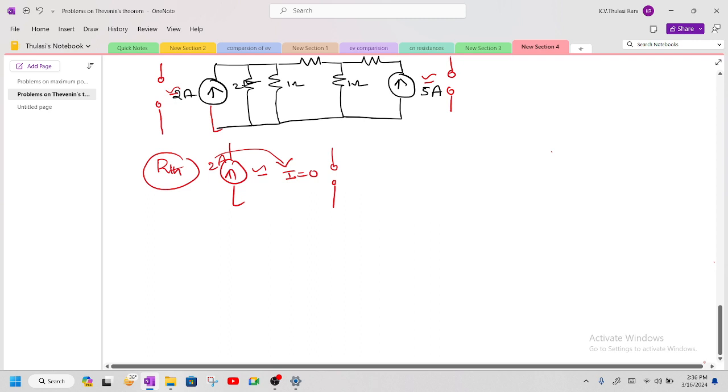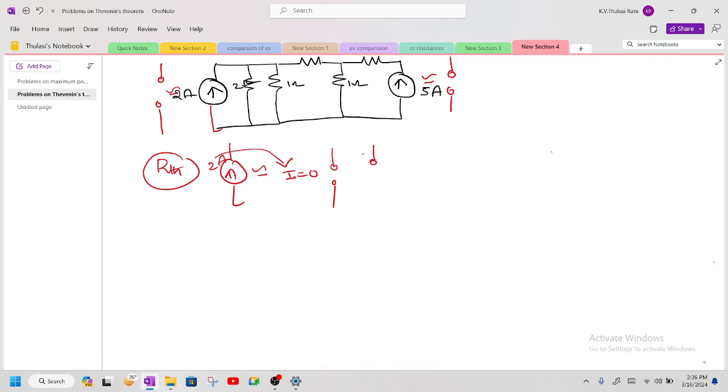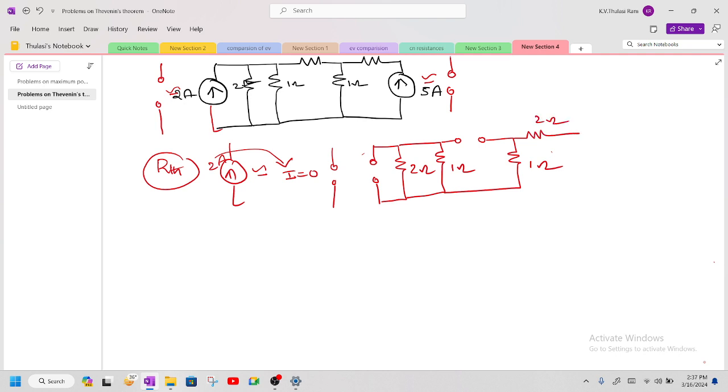So when you are redrawing it, here this is open circuited, and here you are going to have a 2 ohm resistor, and next one is a 1 ohm resistor. Next one, this is the load resistance. You have to remove this load resistance, and here you are going to have one more 1 ohm resistor, and here a 2 ohm resistor, and this will act as an open circuit. And we are going to find out the resistance seen from which terminals? These two terminals.